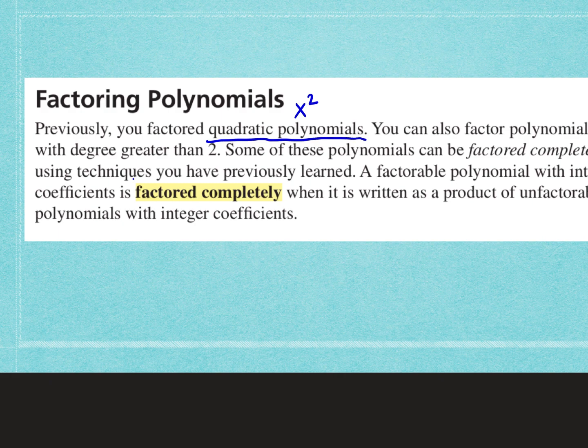When we factor, we have to make sure that we factor completely. So the difference between what we're doing now versus what we did in the beginning of the year is that a lot of these can be factored more than once. Most of them can be factored more than once. So just make sure they are factored completely. So always check once you factor, see if you can factor any more.